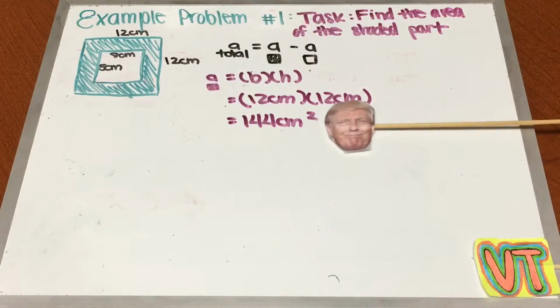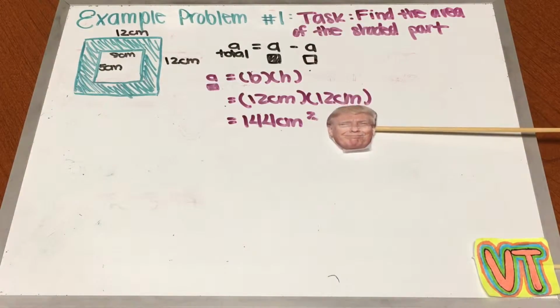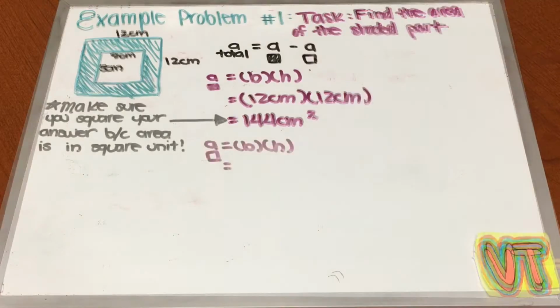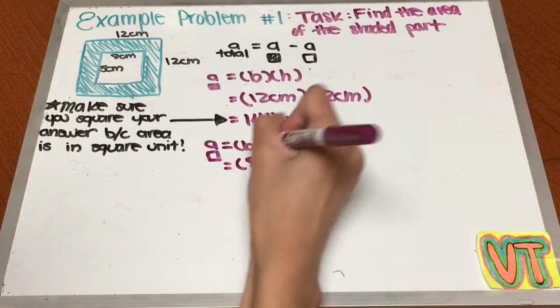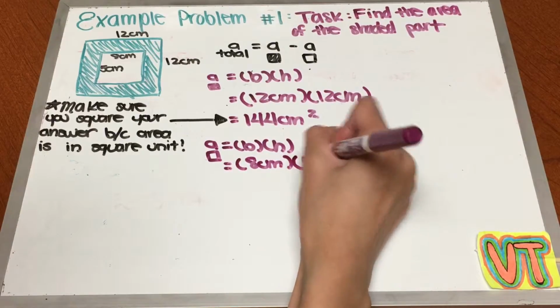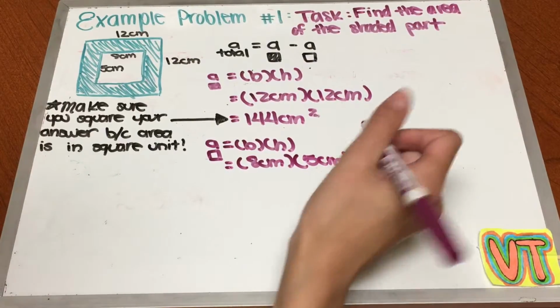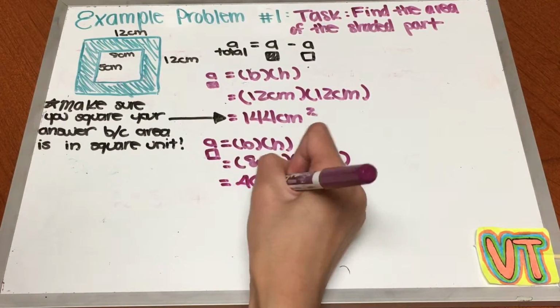Wait a minute. Why do you square the answer? We square the answer because area is in square units. We will now find the area for the unshaded square. So the formula for a square is base times height. We know the base of the unshaded square is 8 centimeters, and the height of the unshaded square is 5 centimeters. We will multiply that together, which gets us an answer of 40 centimeters squared.